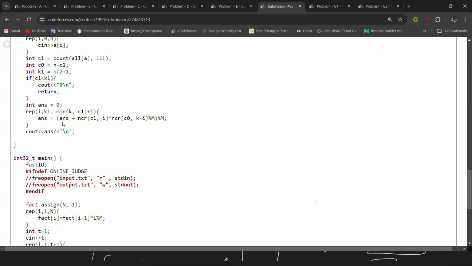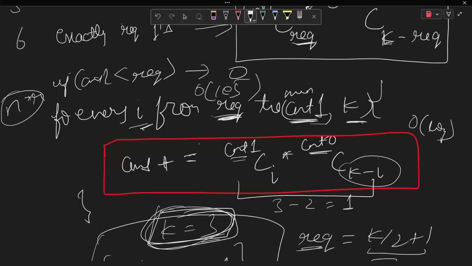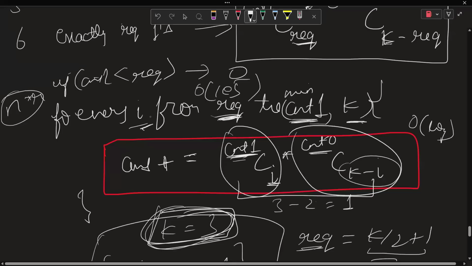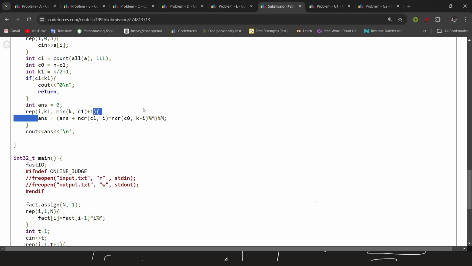Then what I'm doing: answer equals answer plus NCR of c1 comma i, multiplied by NCR of c0 comma k minus i. This way I'm calculating my answer and printing my answer. I hope the code is clear.